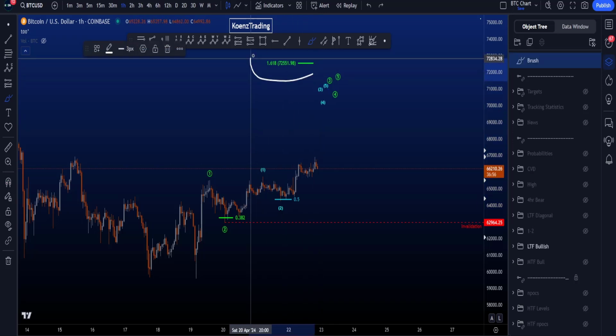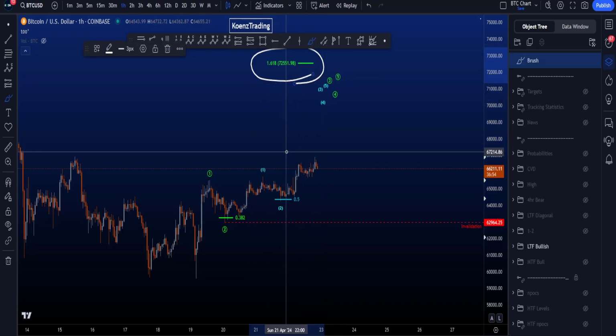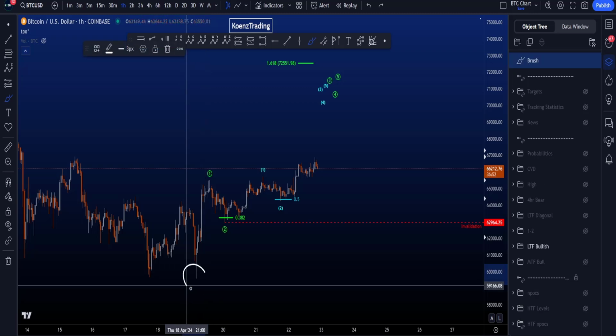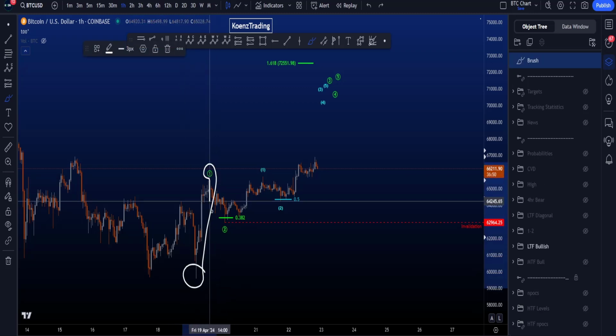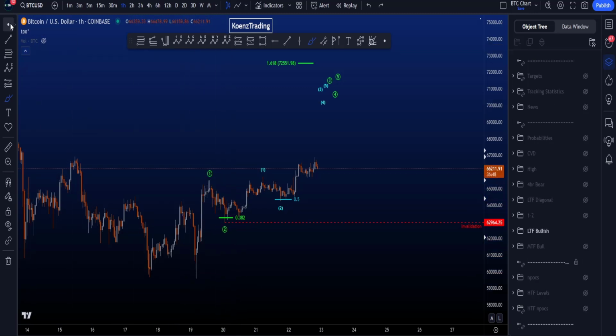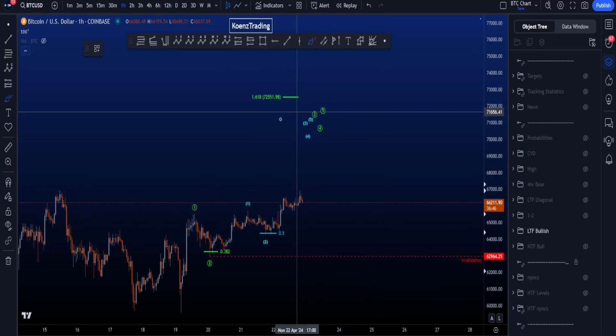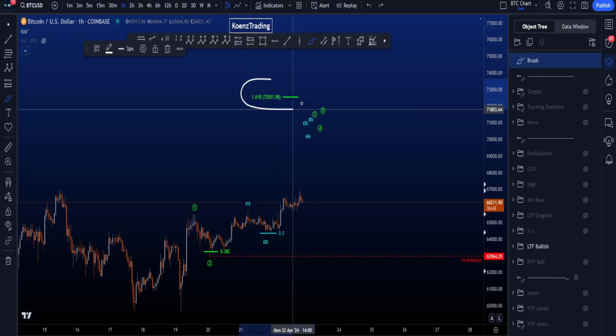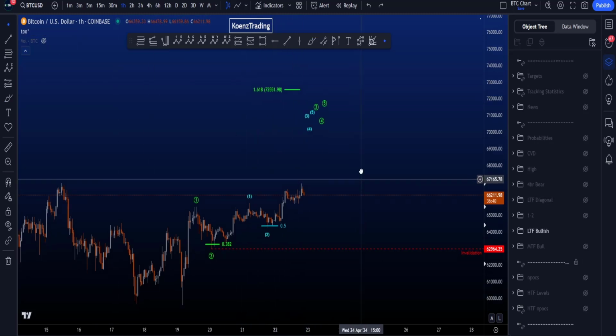What we want to see is the green wave 3 to at least go to the 1.618 trend-based fib extension taken from the low to the high of this wave 1 to the low of this wave 2. This target is sitting at about 72.5k, and generally the 1.618 is a minimum target for a wave 3.